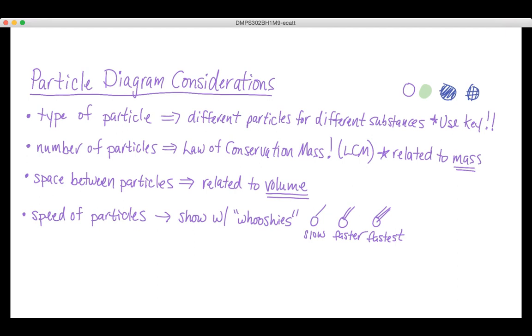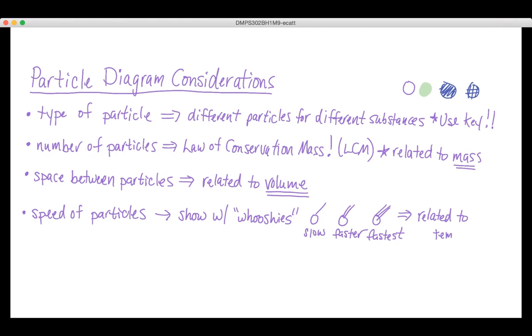The speed of particles is related to temperature. All particles are going to be moving unless they're at absolute zero, 0 Kelvin or negative 273 degrees Celsius. So you have to show that particle movement, and that is determined based on the temperature.